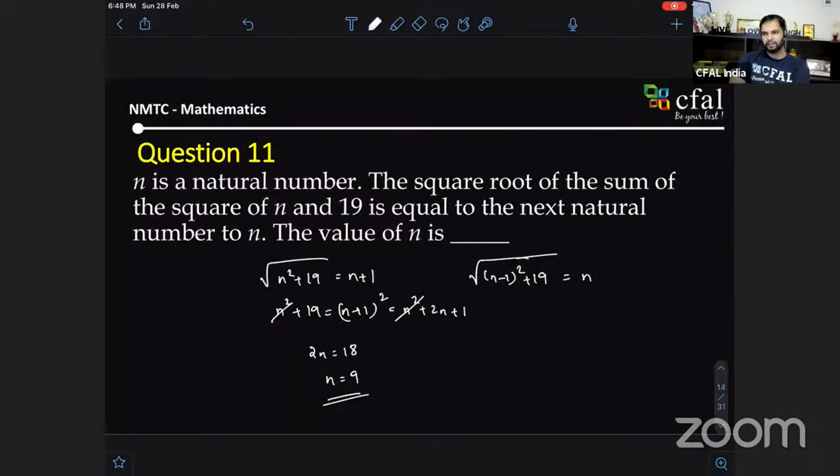Sir, can you tell me how you removed the square root over there? I just squared both sides. Whenever you have root of a number whole squared, it's the number itself. So when squaring both sides, one side became n square plus 19 and the other side became n plus 1 whole square.